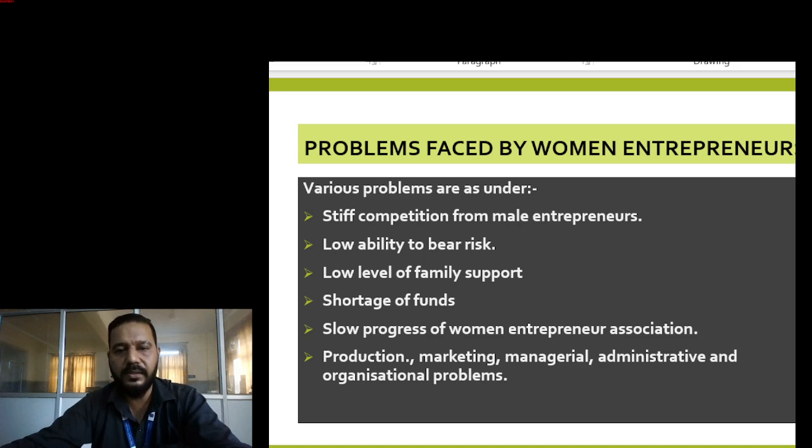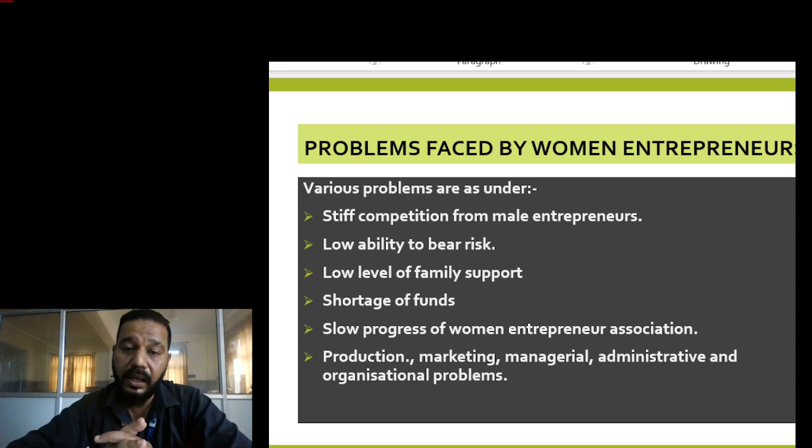Next is shortage of funds. Women are having shortage of funds also. This can be a problem. Next problem is slow progress of women entrepreneur associations, and people are not supporting women as entrepreneurs. And this is the psychology of India also. We are not supporting women. We should support women entrepreneurs also.